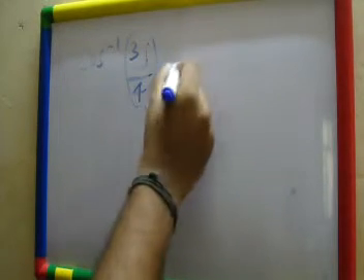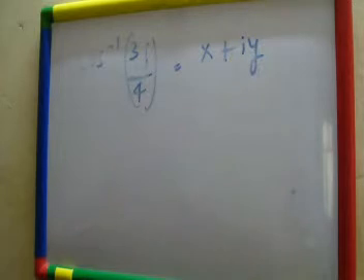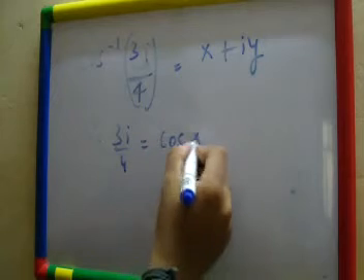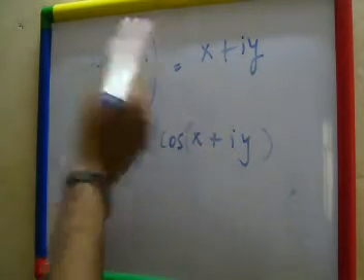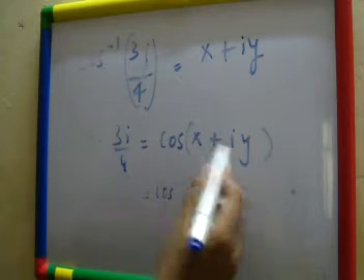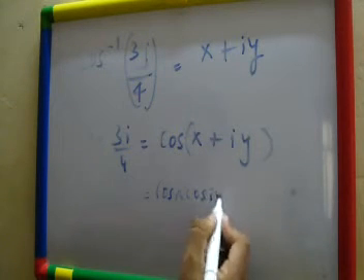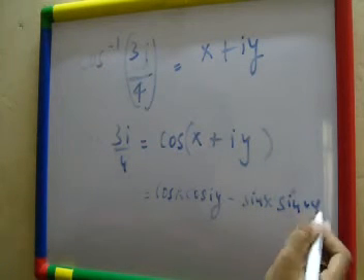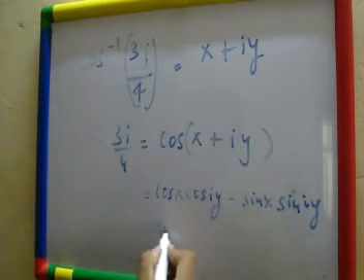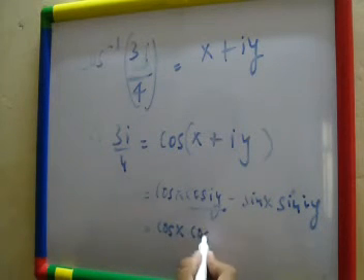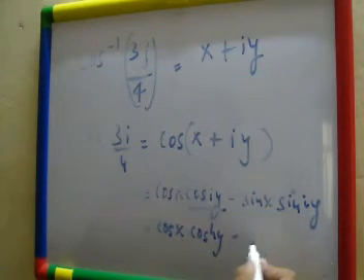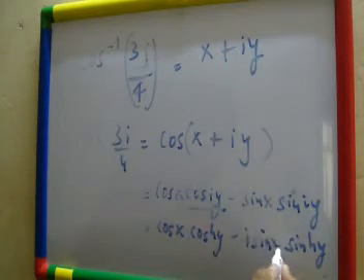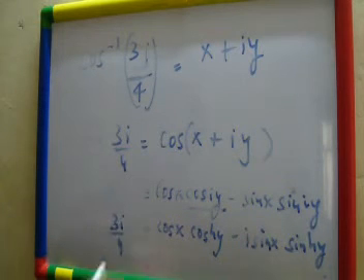Now let this complex number be equal to x plus iy. Therefore cos of 3i by 4 is equal to cos of x plus iy. I have shifted this cos over here. Applying the cos a plus b formula, cos a cos b minus sin a sin b. Cos iy is hyperbolic cos y, and sin iy is hyperbolic sin y. So here it is 3i by 4.